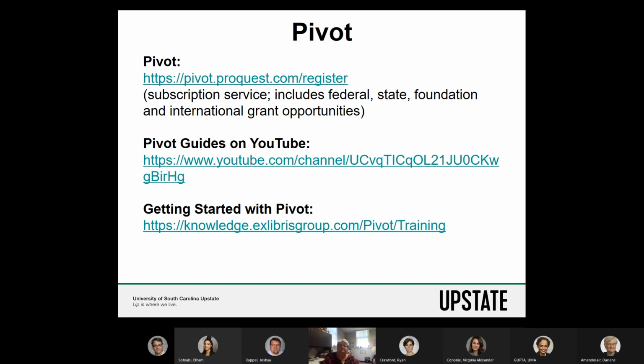All right, so places to find funding opportunities. The one I want to start with is Pivot. Pivot is a funding database that the university subscribes to, and this is another benefit that we're getting from Columbia. Columbia pays for all of the USC campuses to have access to this system, and the nice thing about it is it will allow you to search. It lists federal opportunities, state opportunities, international opportunities, and foundation funding opportunities. So it really is a pretty broad-based funding database.